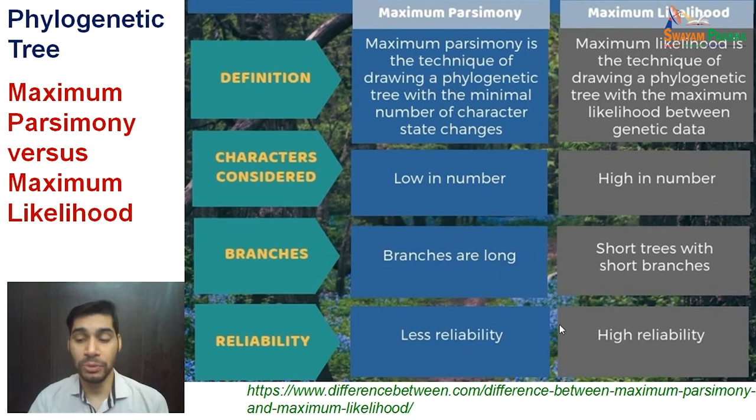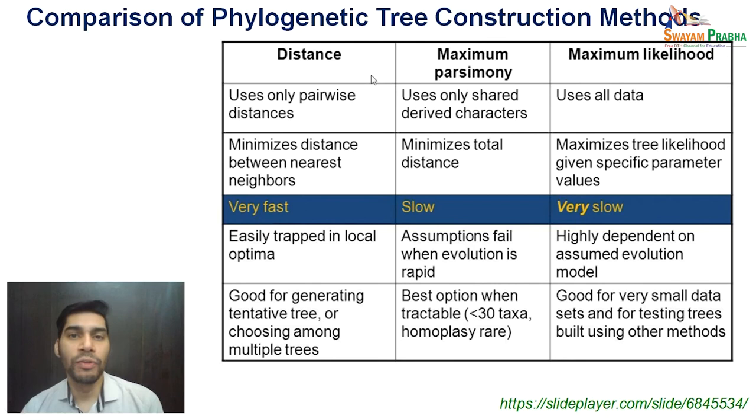Now, if you see an overall comparative view of distance methods, maximum parsimony and likelihood methods, distance-based methods are very fast, but maximum parsimony is a bit slower and maximum likelihood is slowest, but it gives good results for small data sets and for testing trees built using other methods. So you need to decide which method you are going to use depending on the length of the sequences, how large your data sets are, and all other parameters.